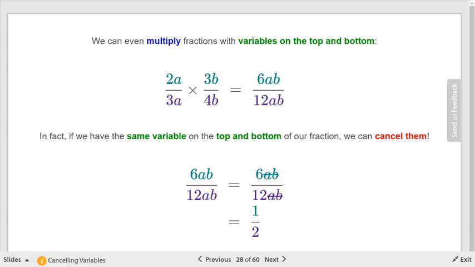Now, let's look at this one, but let's do it our way. So we have 2A over 3A times 3B over 4B. Focus, guys. What operation is indicated? Multiplication. With what kind of numbers? Fractions. So when we're multiplying fractions, before we multiply, we simplify any numerator to any denominator.